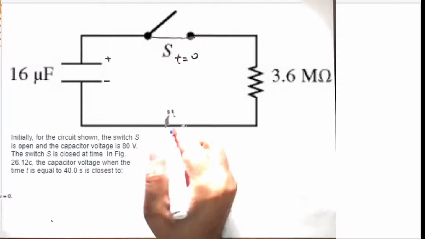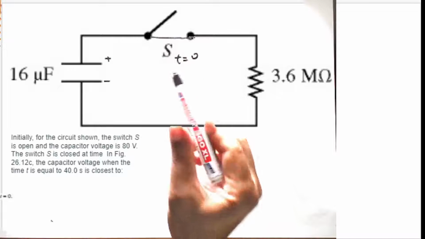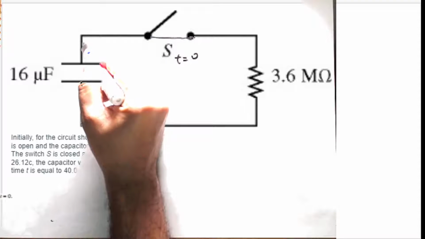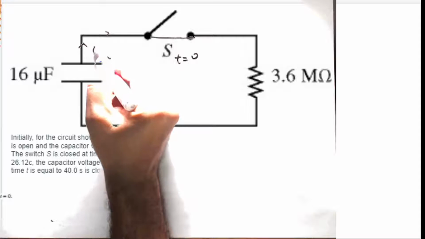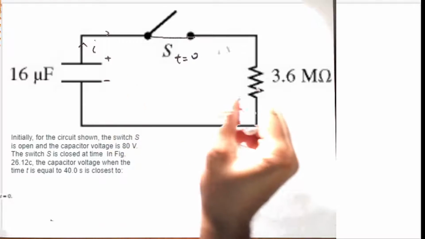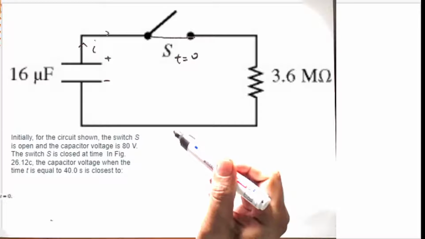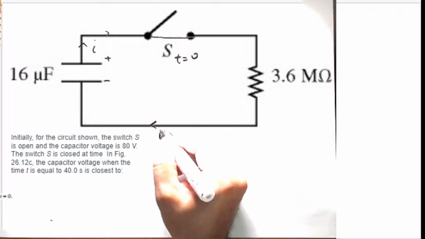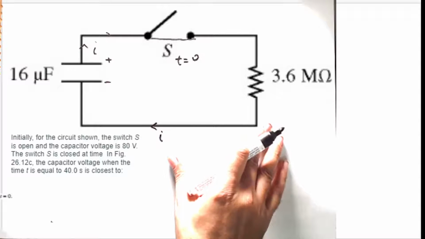When you close the switch at time t equals 0, the current will first start flowing in this direction. Let me label this current as I. There's only one current, of course, because there's only one branch that connects this capacitor and resistor. Over here, this is the same current I again. So our aim is to write down the equation for this current.